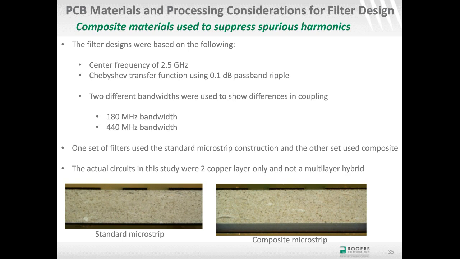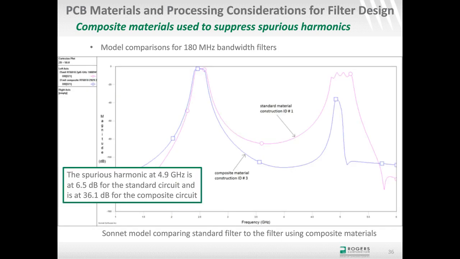So this is a model of 2 of these filters, and one of the filters is using the standard material. That is the pink or magenta curve, I guess, and that is ID number 1. That's using the standard material. That is the bandpass filter centered at 2.5 gigahertz with a bandwidth of 180 megahertz. And then the other filter, same exact design, except using the composite material. That's the blue curve. You can see that the spurious harmonic out to the right there at 4.9 gigahertz, there is a pretty good reduction.